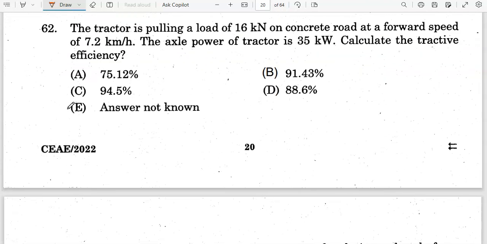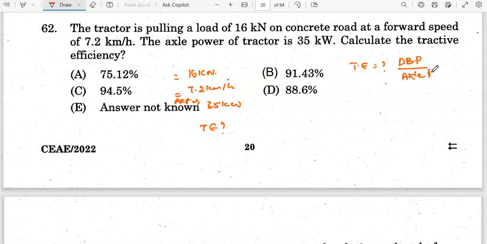Next problem, we want to find the tractive efficiency. So the tractor is pulling a load of 16 kilonewton at a forward speed of 7.2 kilometer per hour. The axle power is also given as 35 kilowatt. We want to find the tractive efficiency. So tractive efficiency is equal to drawbar power to the axle power. So this is the formula. Drawbar power is equal to F into V, where F denotes the load and V denotes the speed.